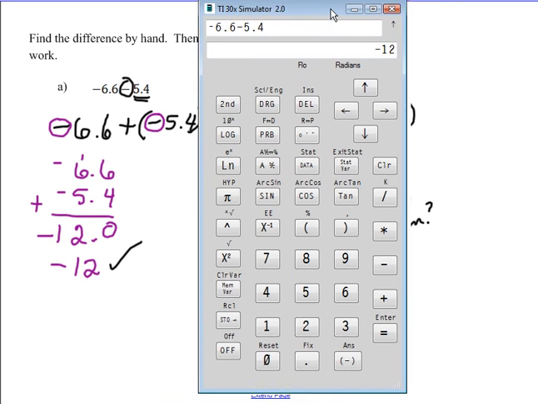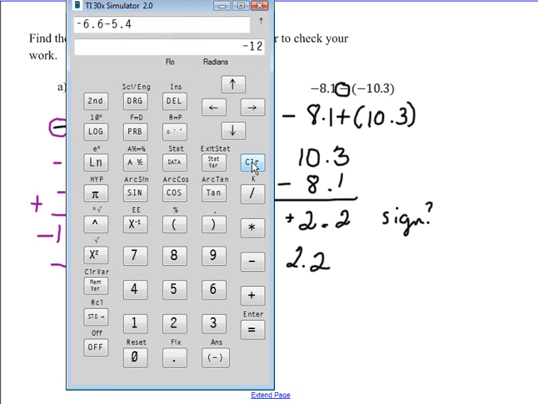In our next problem, let's clear this out. We had negative 8.1. And from that, we're going to subtract negative 10.3. And again, you can choose to use the parentheses here if you want to around the negative 10.3, or your calculator will be able to keep track of that even if we don't use those. So let's this time try not to use those. Negative 10.3.